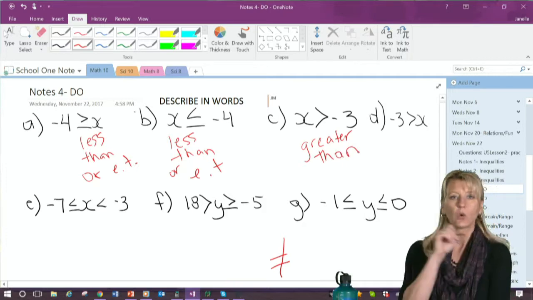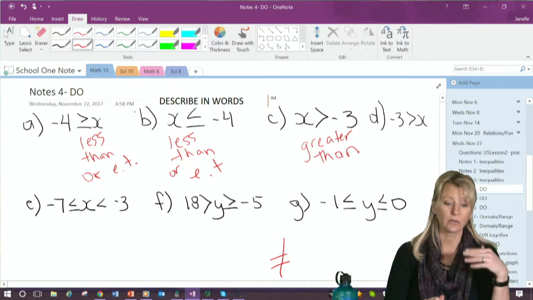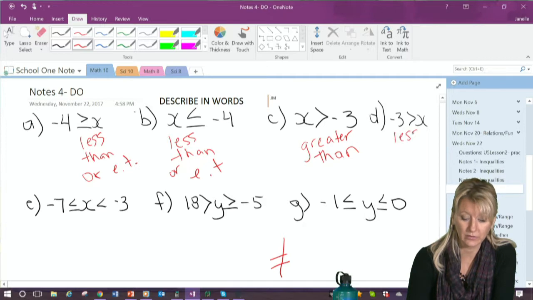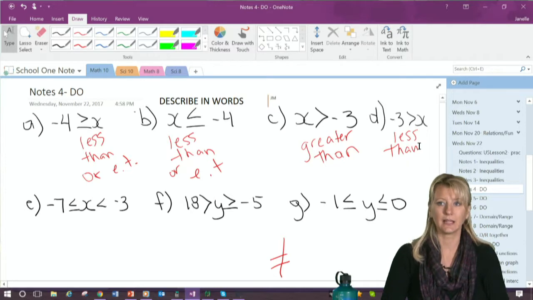Okay, this one, x is greater than, but it is not or equal to, because there is no line underneath. So you're just going to say x is greater than -3. And then this is the exact same. This one is, sorry, it's not the exact same one. This one is less than. It's less than.